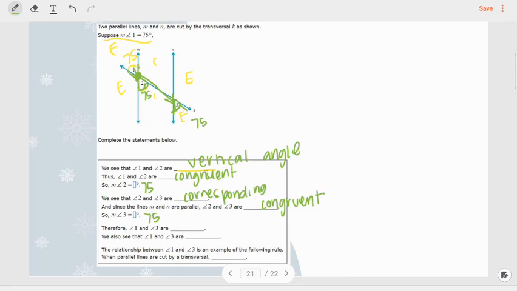Therefore, angle 1 and angle 3, oh, they're equal to each other. They are congruent. The relationship between angles 1 and 3 is an example of, okay, when they're both on the exterior and they're on alternate sides of this line, we call it exterior alternate.